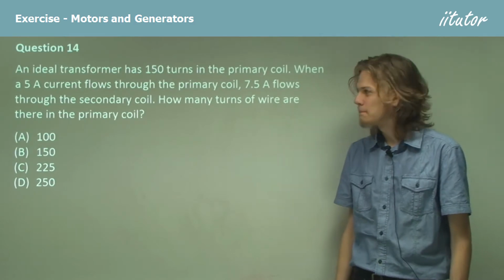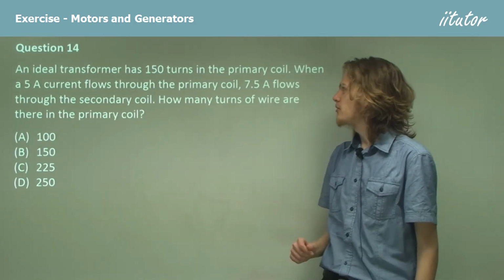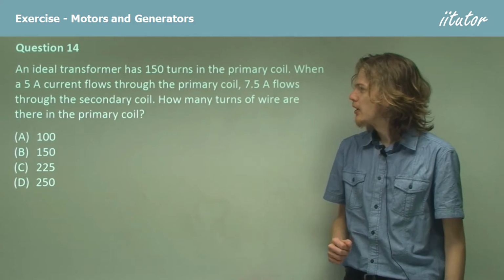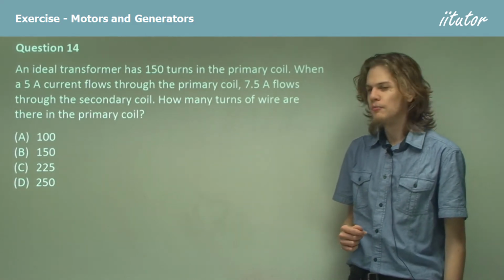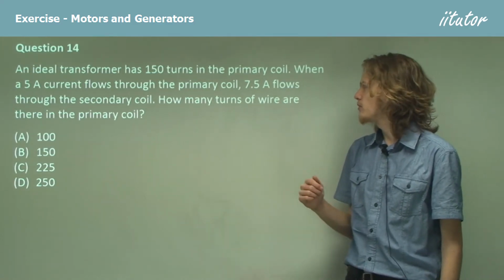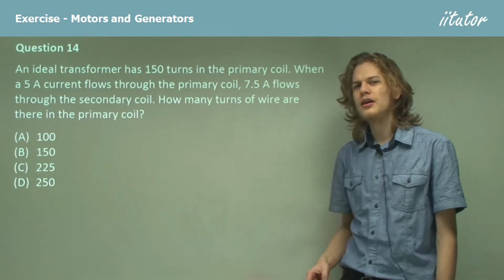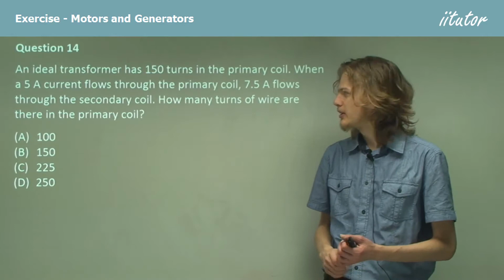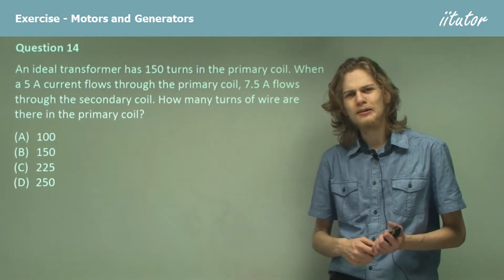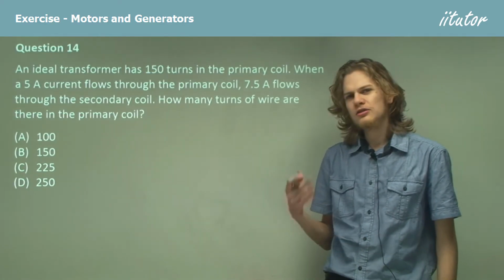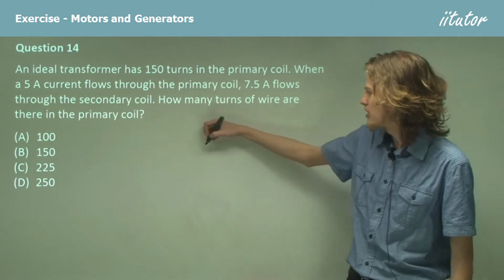Question 14. An ideal transformer has 150 turns in the primary coil. A 5 amp current flows through the primary coil and 7.5 amps flow through the secondary coil. How many turns of wire are there in the secondary coil? So it's a bit of a complex question here. Let's just quickly draw a diagram. Diagrams are always helpful.